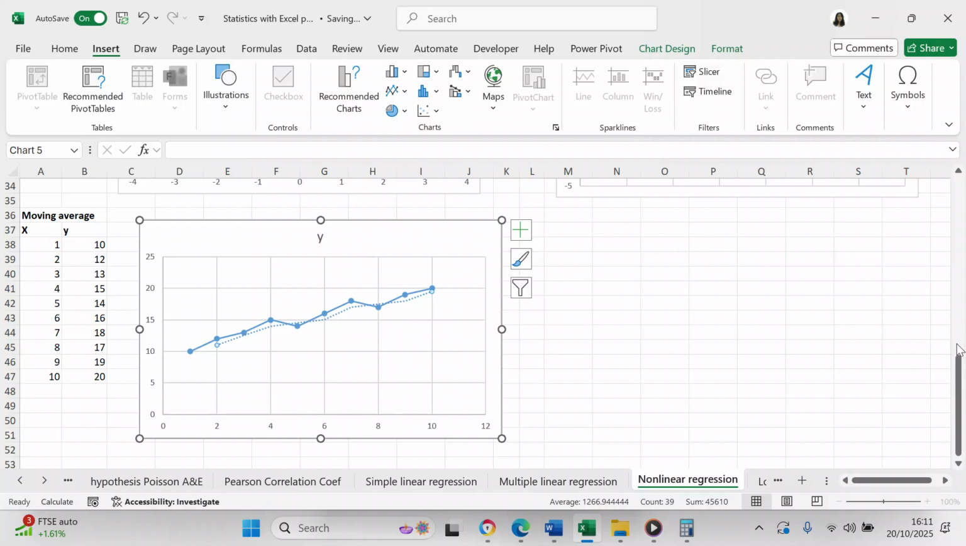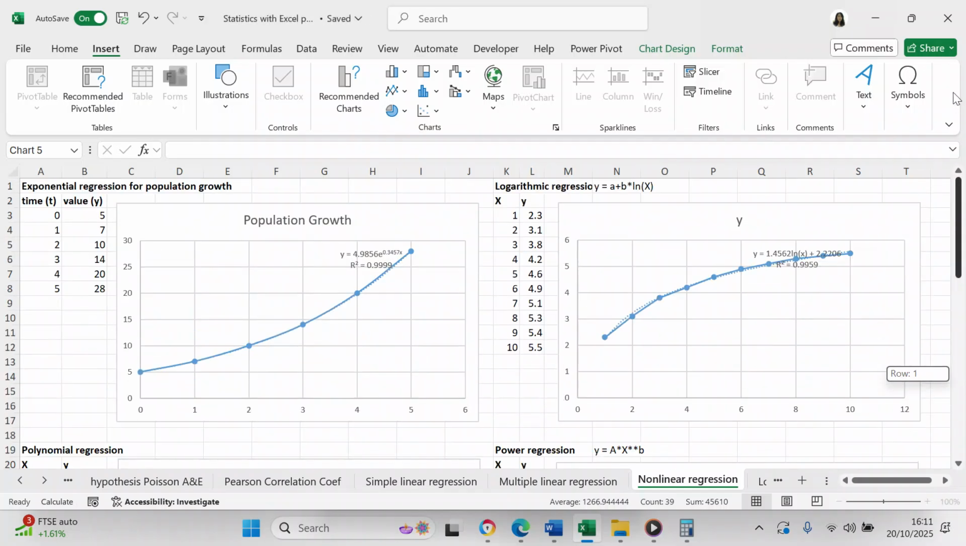That concludes all of the charts that you can make in Excel that are nonlinear regression, and you can experiment with them on your own.